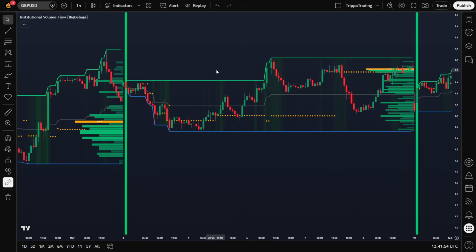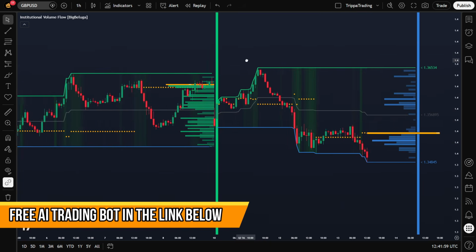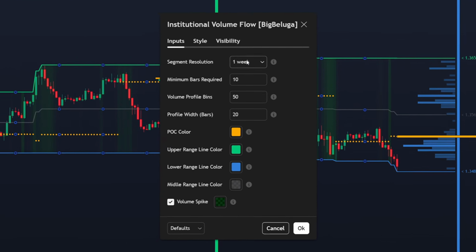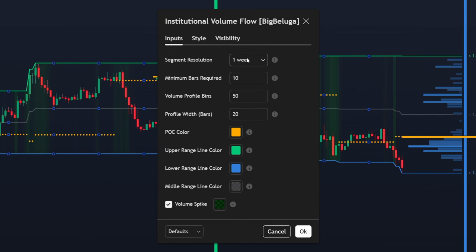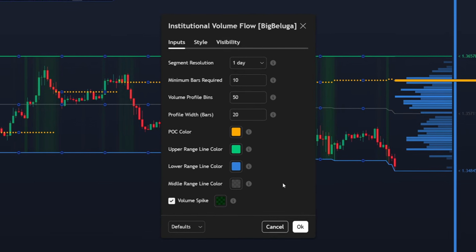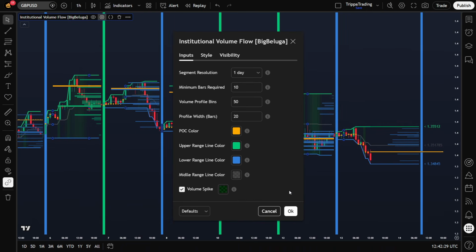Now let's talk about how to choose the segment resolution, because that is a big part of using this indicator properly. If you are a swing trader, then using 1 week as the segment resolution makes a lot of sense. That way, each week becomes its own structure, and you stay aligned with the changing weekly sentiment. If you are more of a position trader, and you work on higher time frames like the daily chart, then using 1 month can be more useful because you care more about the broader structure. And if you are a day trader or scalper, then 1 day is usually the better choice.